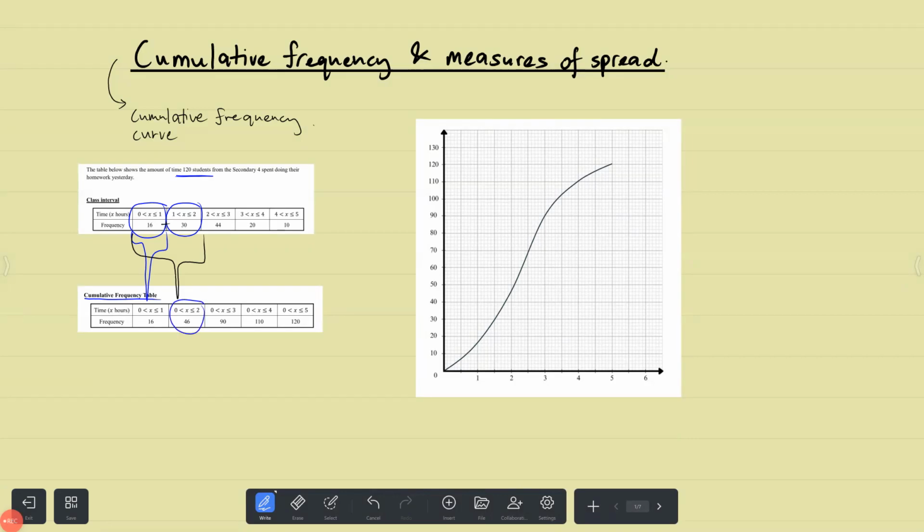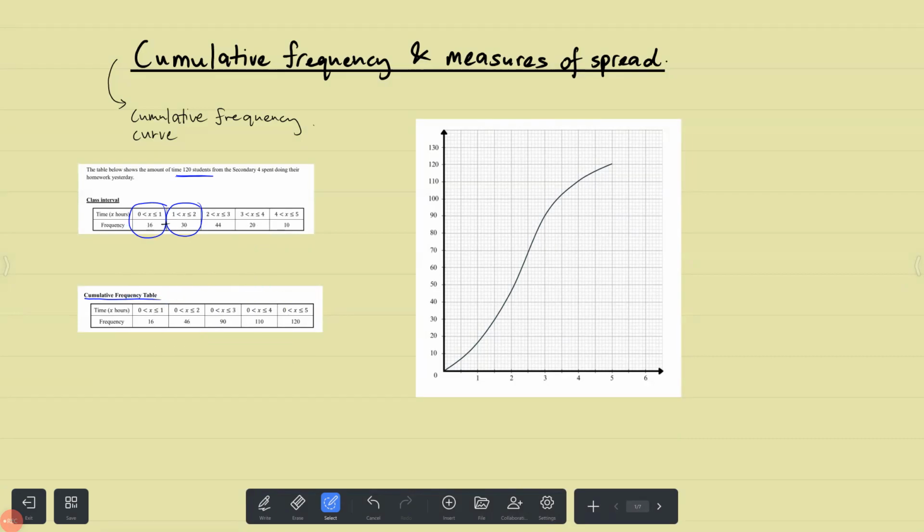Let's pick another one. Let's say we look at this column here. It takes everything from the start all the way to 4 hours, and it shows that 110 students spend 0 to 4 hours. So that's all for our quick recap of what's going on in our cumulative frequency table.